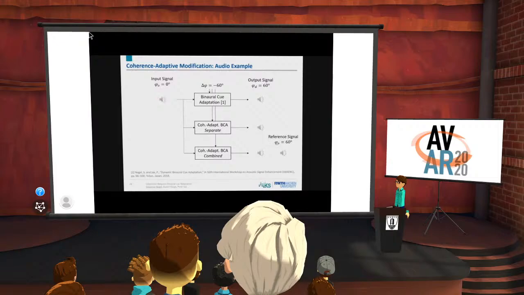There is a reference signal where the source has been simulated at the left. So this is what the algorithm is trying to achieve.